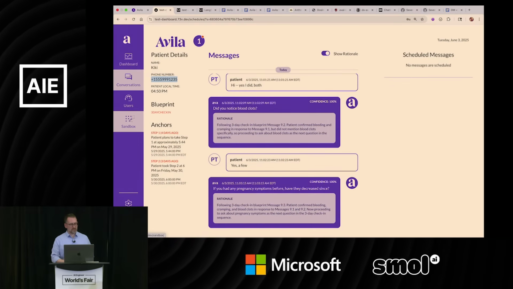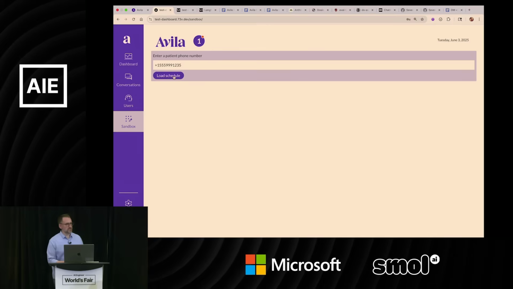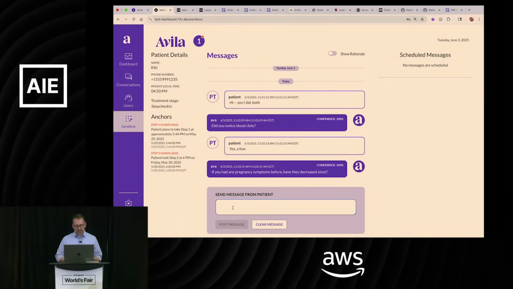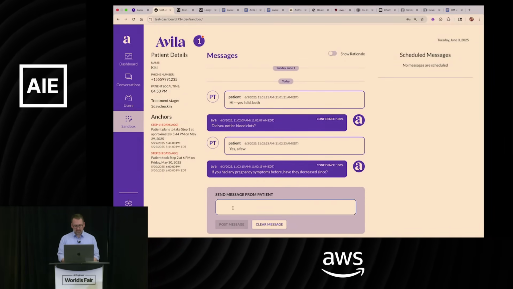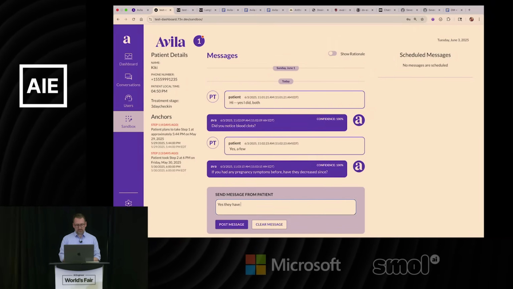So if I go here into my sandbox, imagine that normally this would be a text message. So I would be doing this on my phone. But here, I can answer this question. If I had any pregnancy symptoms before, have they decreased? It's like, yes, they have decreased.